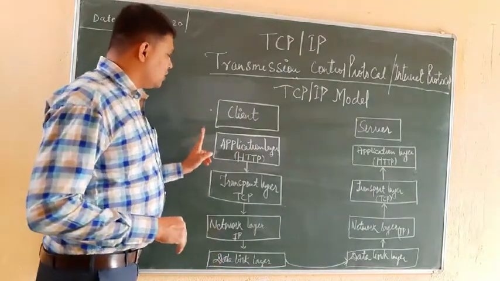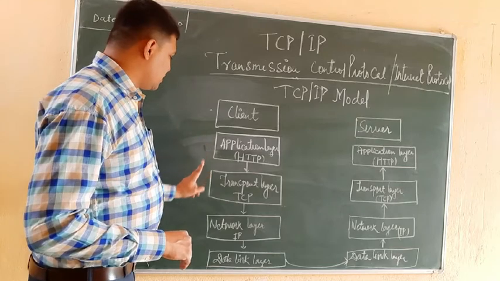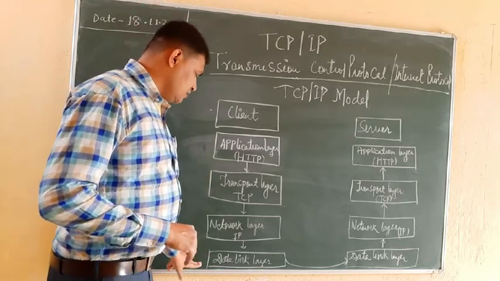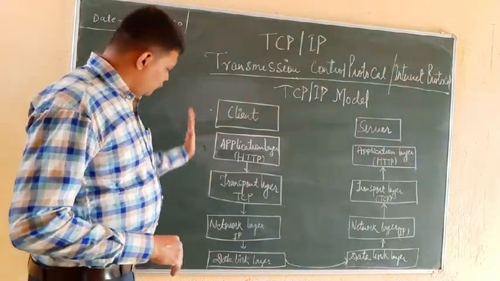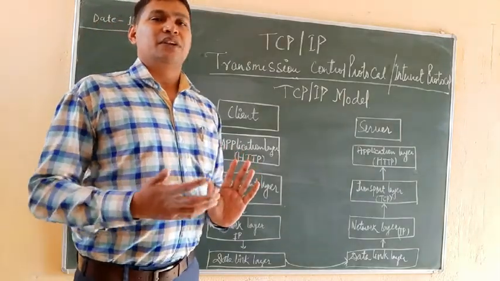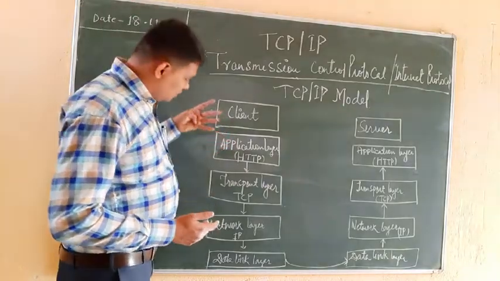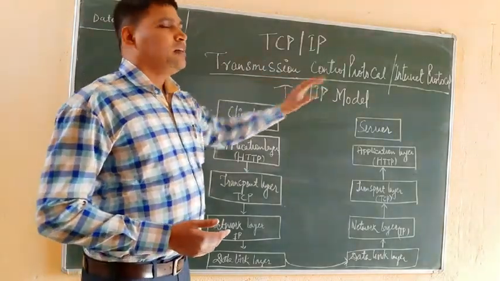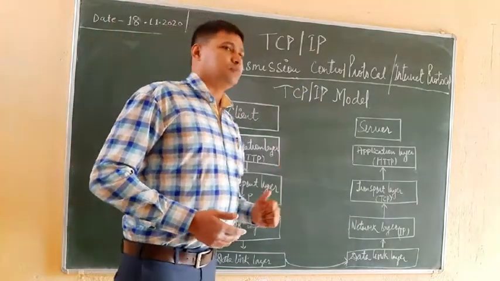The first layer of the model is the application layer. The second one is the transport layer. The third one is the network layer, and the fourth one is the data link layer. In the OSI model there are 7 different layers, but only 4 layers are used in TCP/IP during the transmission of data from one computer to another computer.